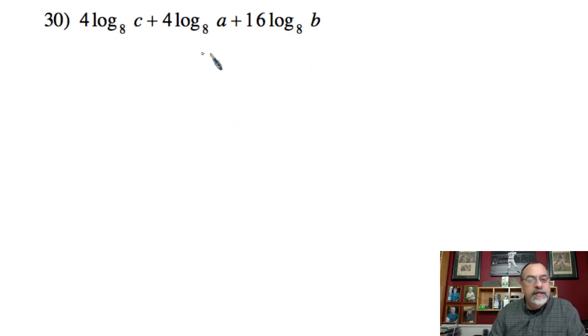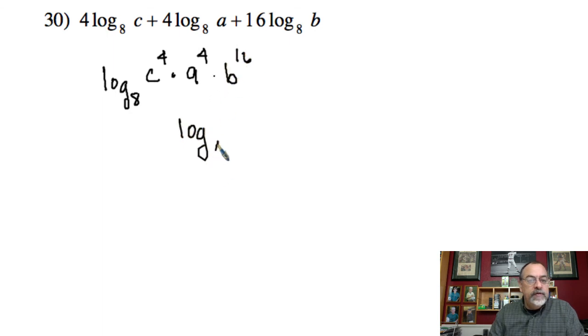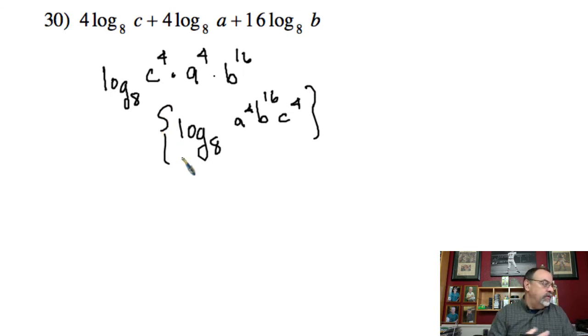All right, so again, I'm going to take a couple shortcuts here because we're at the end here and I need to move on. So plus and plus is multiplication. So this is an exponent in front, so this is log base 8 then of c to the 4th plus, so that's times a to the 4th plus, so that's times b to the 16th. So log base 8 of a to the 4th, b to the 16th, c to the 4th, just kind of putting those in alphabetical order as we would want to do that in most cases.